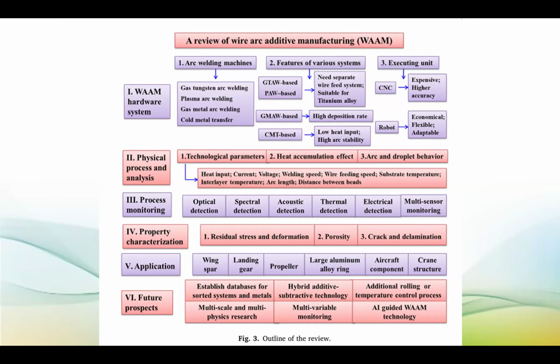When you think about the WAM system, an arc welding machine will normally be there. Depending upon the welding machine used, we can classify WAM hardware into GTA based, that is gas tungsten arc welding based systems, or gas metal arc welding based systems, or cold metal transfer based systems. So depending upon the fundamental heat source or arc welding machine utilized for WAM, we can classify WAM into different categories like this.